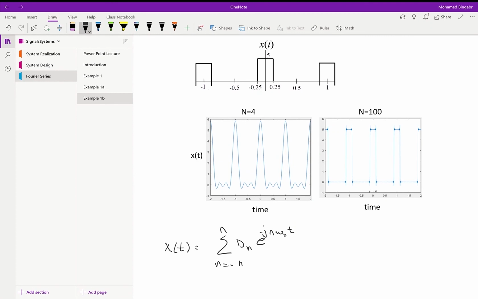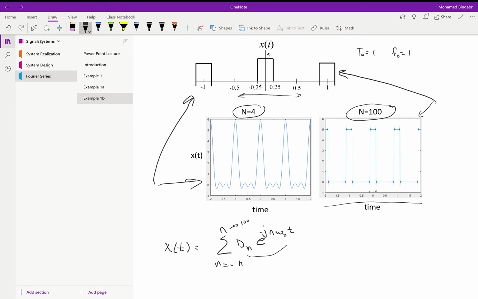If I use only N equals 4, that means 4 harmonics, N0, N1, N2, N3, N4, and I ignore all upper harmonics, and I add them up, I will get this signal. It doesn't look really like this signal. Now, if I add 100 harmonics, that means N goes to 100, and I add all the sinusoids, then that's how this signal looks. And it's very similar to our original signal here.